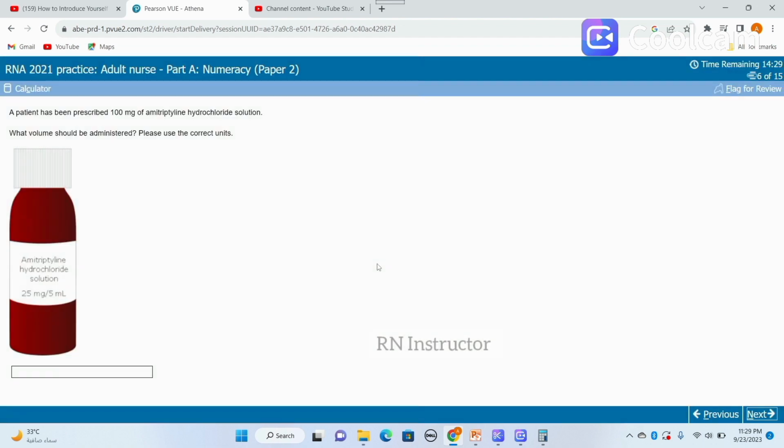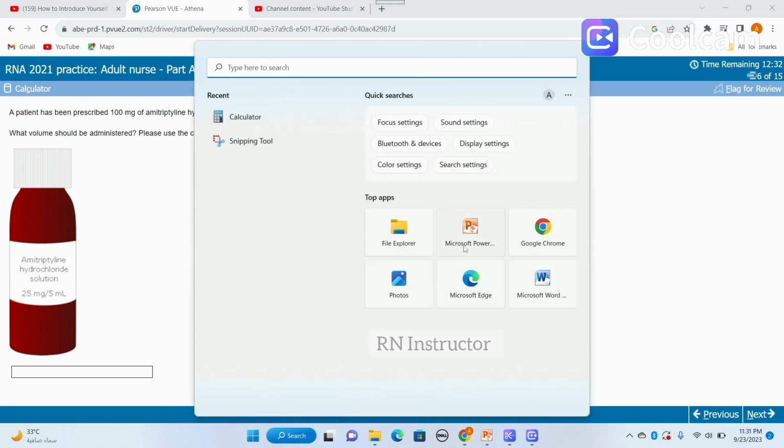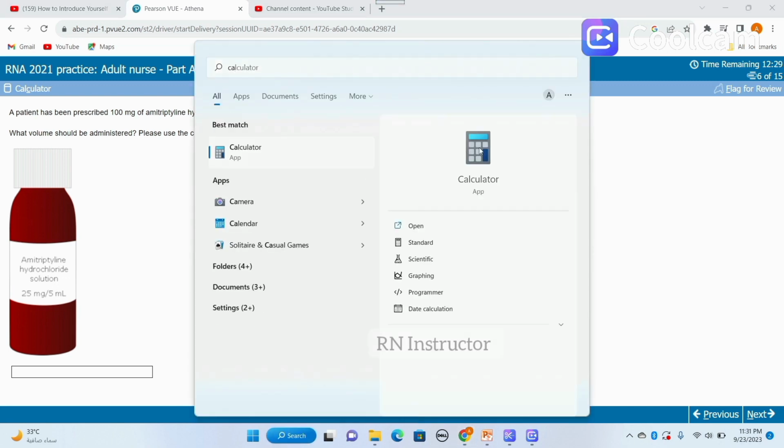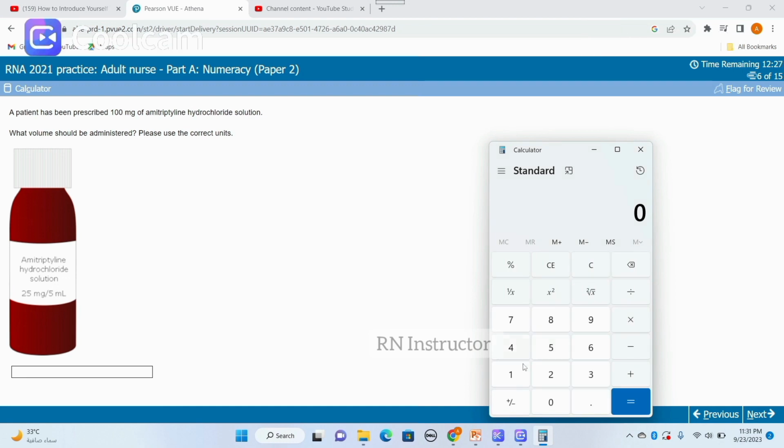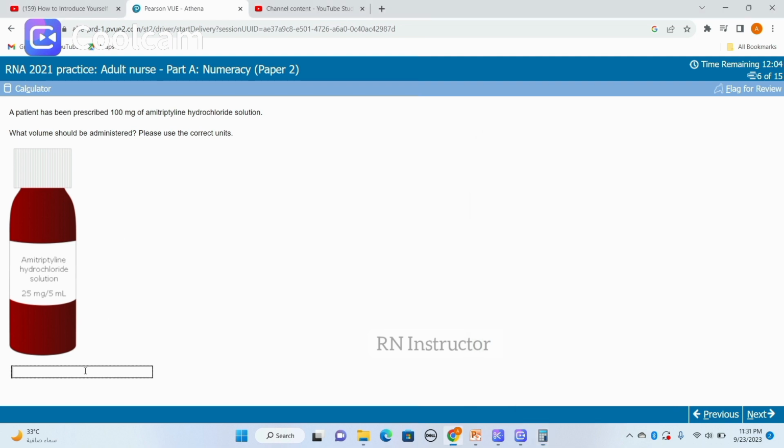And the next question is, a patient has been prescribed 100 mg. So always try to have your calculator with you. Practice with your calculator. So 100 mg is the doctor's order of amitriptyline hydrochloride solution, and the stock in hand is 25 mg in 5 ml, right? So you are going to administer 20 ml to the patient.